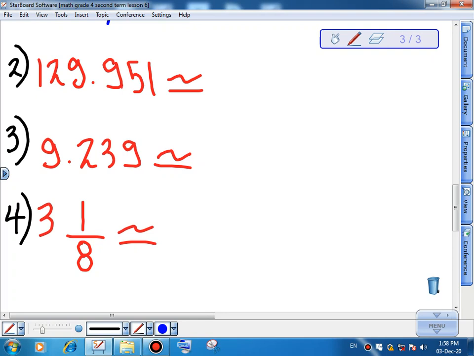129.951 thousandths. Approximate to the nearest tenth. Where is the tenth place? It is 9. After 9, the hundredth place is 5. Is 5 the weak or strong number? It is the strong number, so just add 1. Add 1 to 9. I know it will be 10.